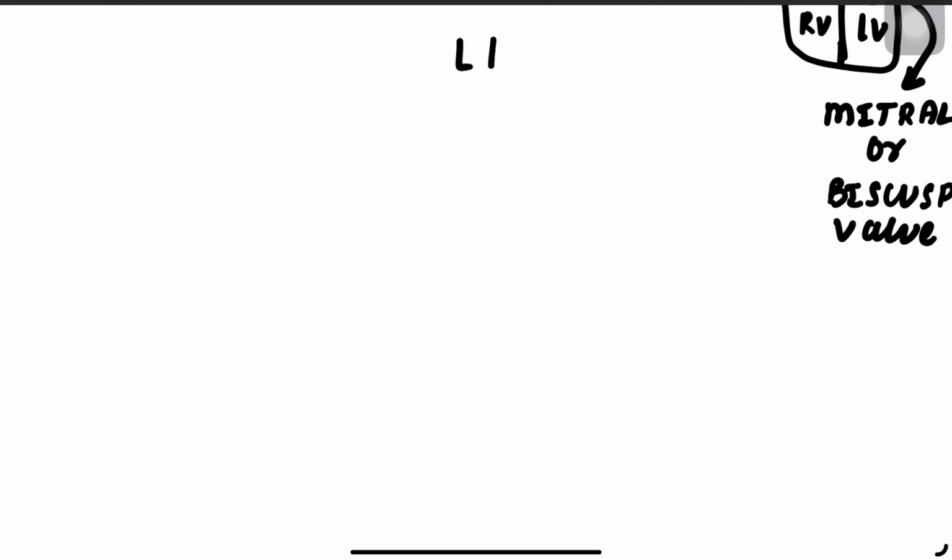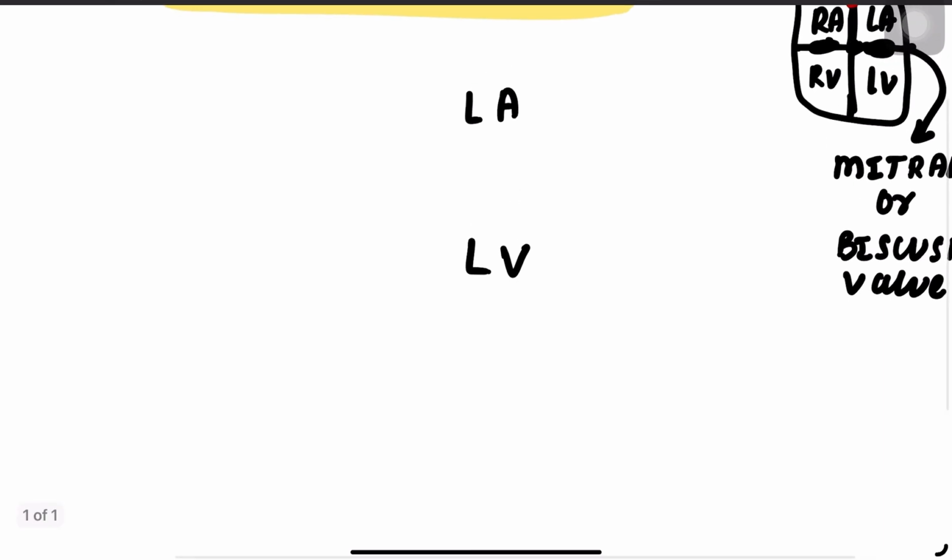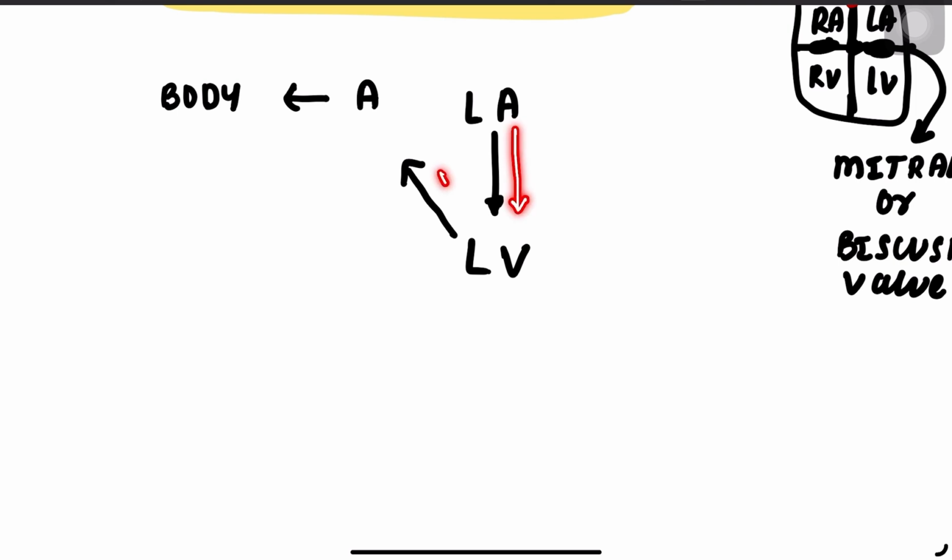So let's say this is my left atrium and my left ventricle. And you should be knowing that the left ventricle goes into the aorta, and the aorta goes into the body. It's very simple. So the normal blood flow is taking place exactly in this direction. The blood flows from this direction to this direction to this direction and to this direction. This is exactly how it takes place.